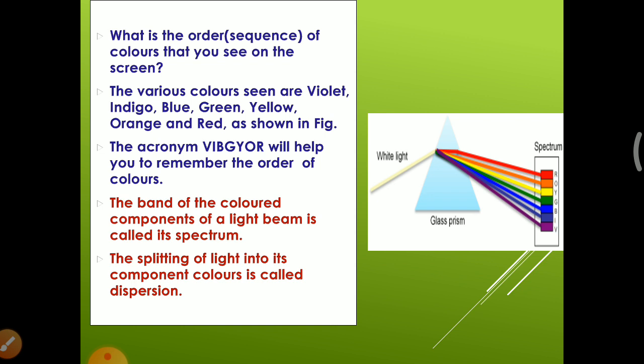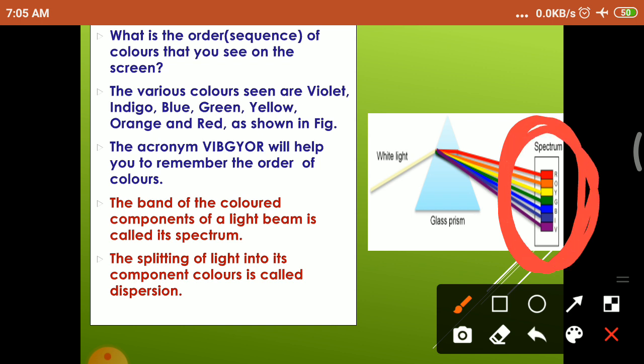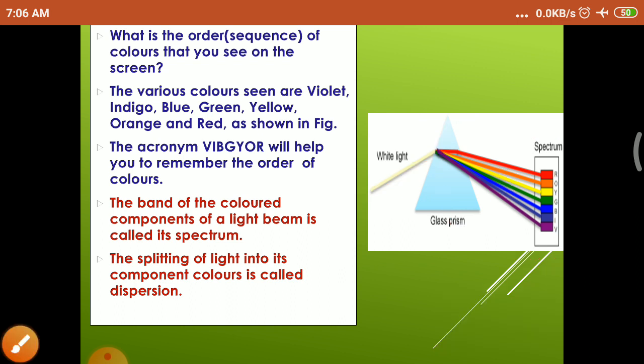VIBGYOR will help you to remember the order of the colors. The band of colored components of a light beam is called a spectrum. So this band of colored components formed on the screen is called a spectrum. And the splitting of light into the 7 component colors is called dispersion. So when the white light falls on this prism, it is split into 7 colors. This process is called dispersion. So violet is placed at the bottom and red at the top.